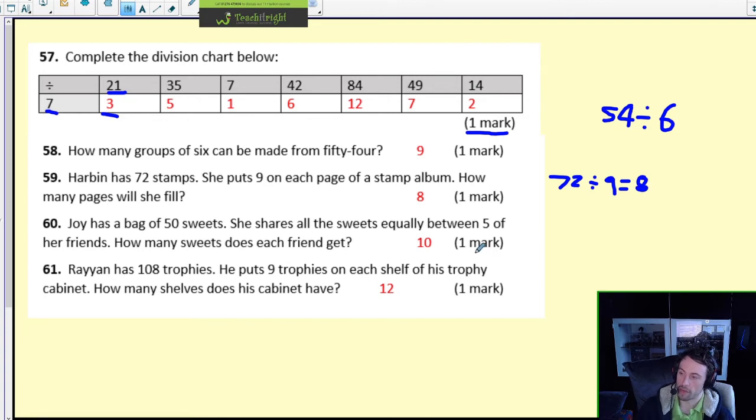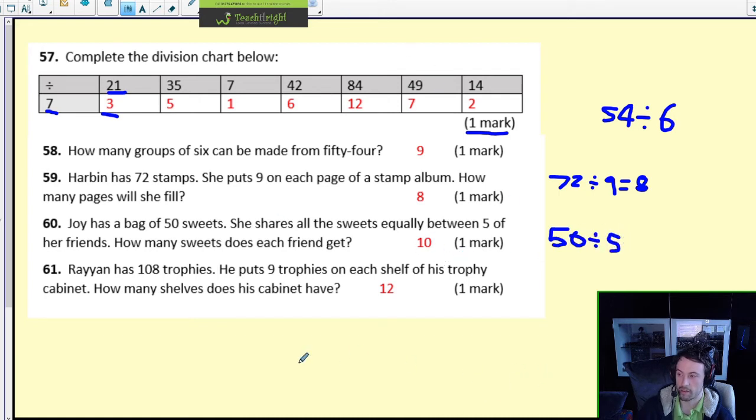Joy has a bag of 50 sweets. She shares all the sweets equally between 5 of her friends. How many sweets does each friend get? So 50 sweets divided by 5 friends is 50 divided by 5, which of course leaves us with 10.